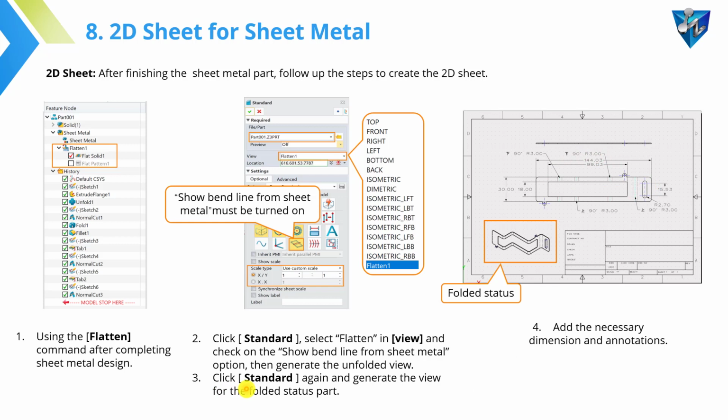And the next step is we can create a folded status here. It's easy to understand. And the last, we can add the necessary dimensions and annotations like here. Okay, these are the steps. Now let's move over to ZW3D to check more details.